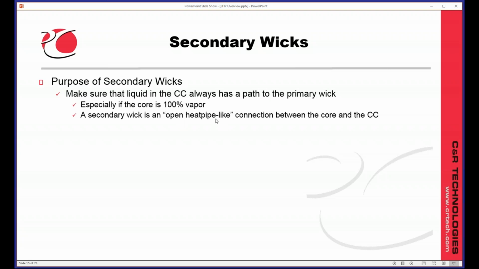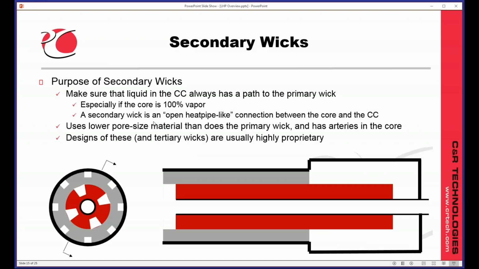So it's kind of like a heat pipe-like connection between the core and the compensation chamber, because it tends to be a fairly porous, low, large pore size wick. You can't orient it at any old orientation, either by pooling or by secondary wick action. You have to be able to make sure that primary wick stays wet. So let's take a diagram here. We're going to take a cutaway through here. So this is the vapor channel, this is an artery or the core, and this red is the secondary wick.